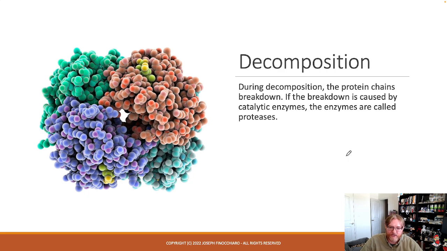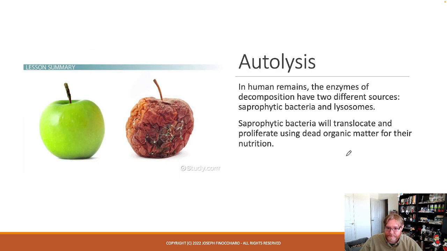During decomposition, the protein chains break down. Think of it as one gigantic Lego chain, and as it's broken down, it fragments. If the breakdown was caused by catalytic enzymes, the enzymes are called proteases. In human remains, the enzymes of decomposition have two different sources, saprophytic bacteria and lysosomes. Saprophytic bacteria will translocate and proliferate using dead organic matter for their nutrition.